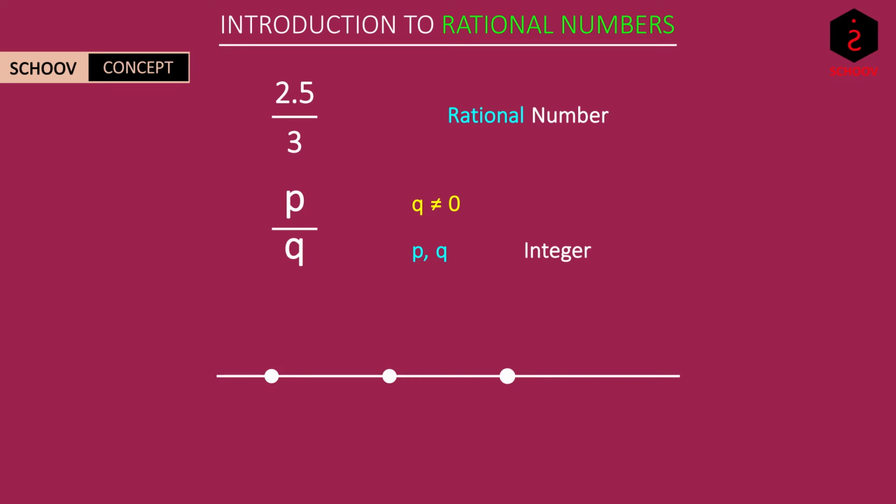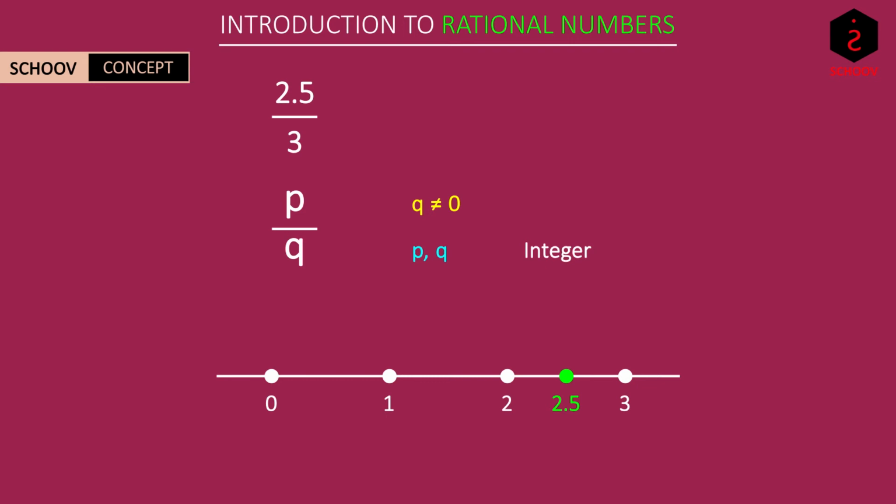So the concept says that neither p nor q can be a decimal. But here the numerator is a decimal, 2.5. So no, 2.5 by 3 is not a rational number. However, we can easily convert it into a rational number. Remember division of fractions? Watch the video to revise that.